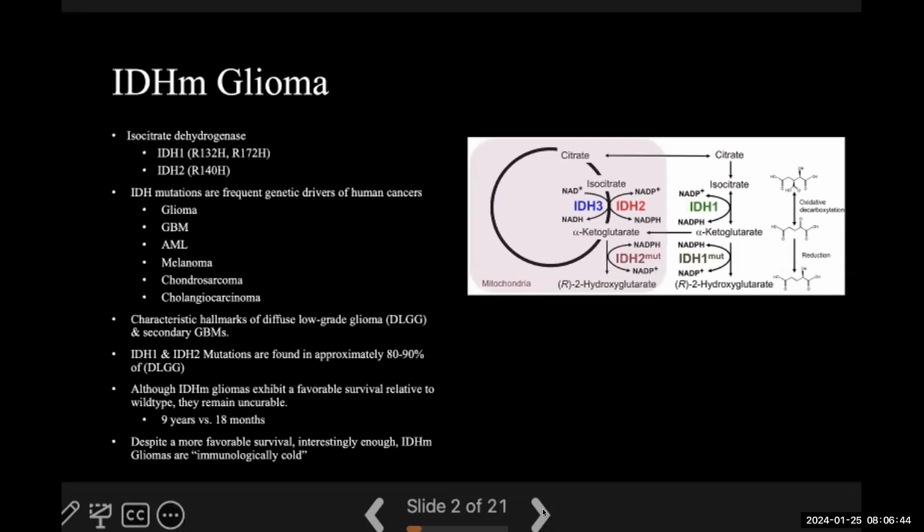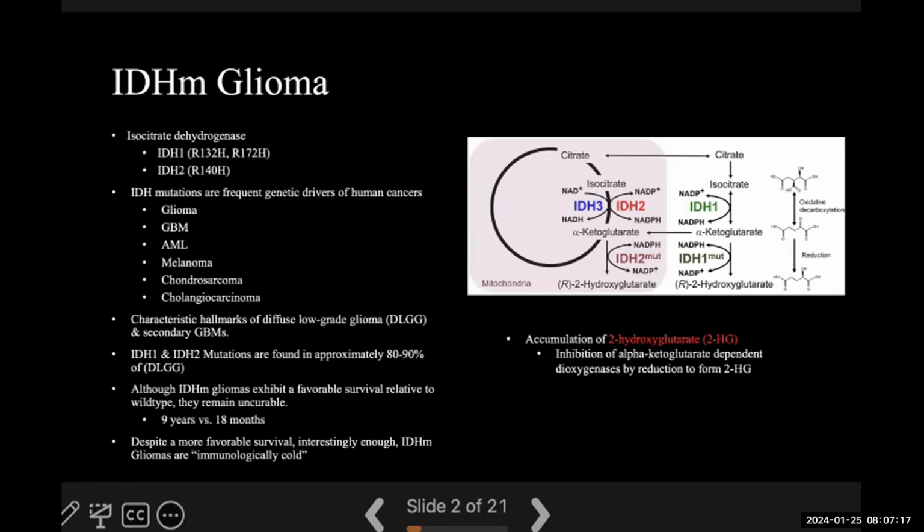So on the figure on the right, I show a schematic of the IDH mutation and the downstream products of IDH. You have isocitrate being reduced to alpha-ketoglutarate, and when you have IDH mutation, you reduce alpha-ketoglutarate further into 2-hydroxyglutarate. And it's really this accumulation of 2-hydroxyglutarate that causes a lot of the changes that are attributable to what we see in IDH mutant gliomas.